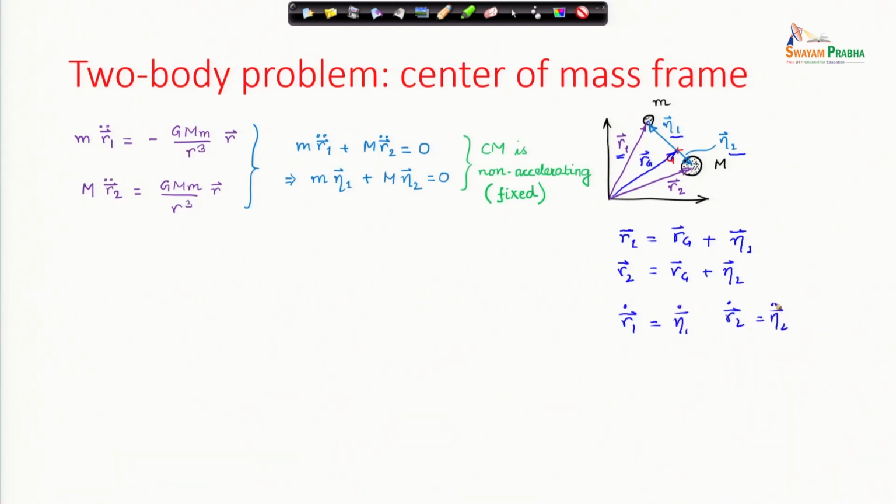Why? Because we have shifted ourselves to a frame in which the center of mass is fixed. Therefore, r g is a constant vector, and hence r 1 dot is eta 1 dot, r 2 dot is eta 2 dot, and therefore, double dots are also the same. So, r 1 double dot is eta 1 double dot, r 2 double dot is eta 2 double dot, and that is what I have used in this step.